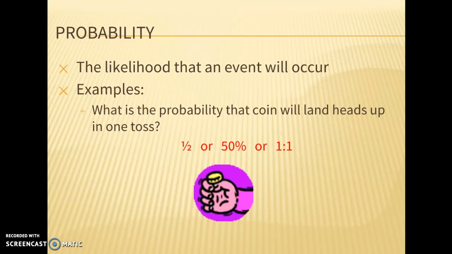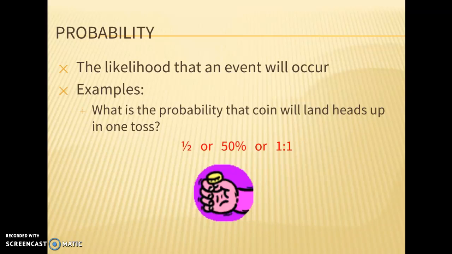Well, let's look at it in three different forms. If we look at it in fractional form, there's a chance of 1 out of 2, or a half, because there's two sides to a coin. If we look at it percentage-wise, it's a 50% chance, because one side is heads and one side is tails. And we could look at this as a ratio, as a 1-to-1 ratio. So as far as landing heads up, there's a 50% chance that it's going to happen.